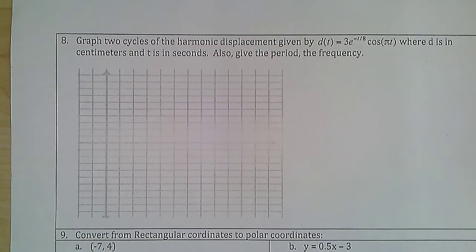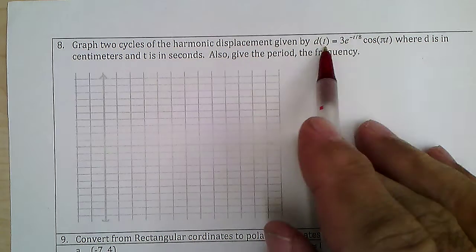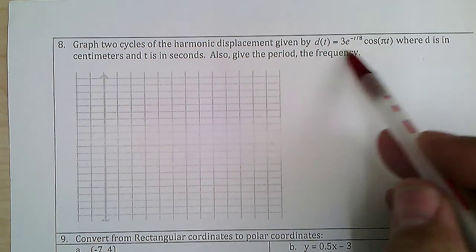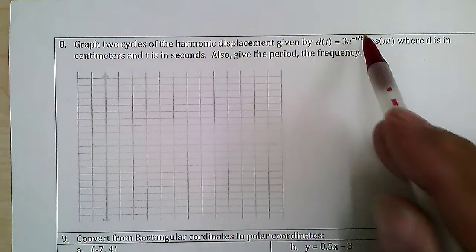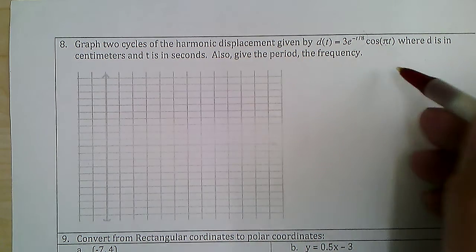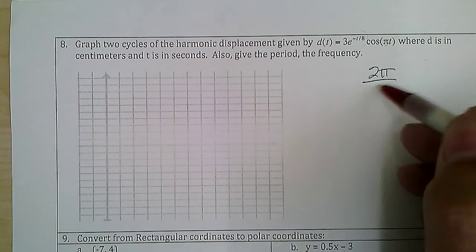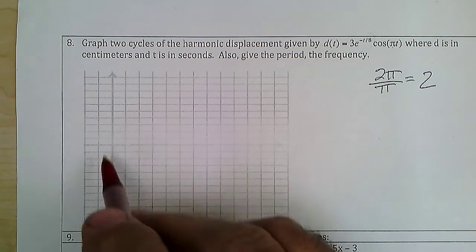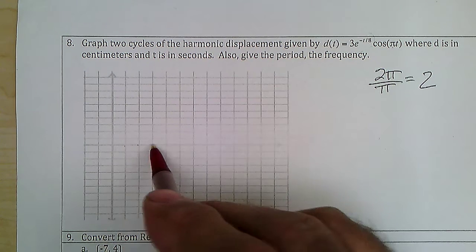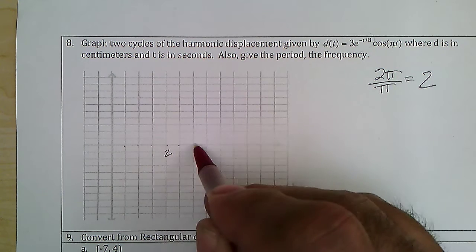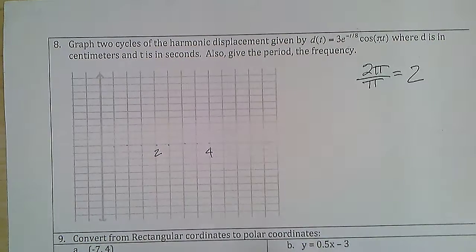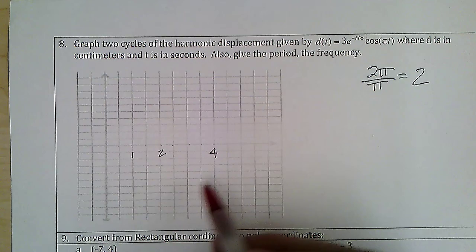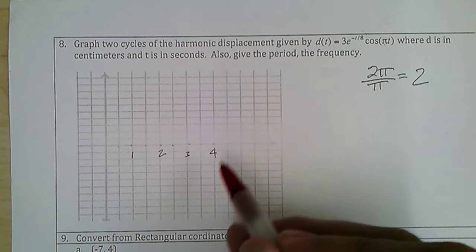Okay, so we have harmonic displacement. Let's figure out what this is going to be. This is going to be the amplitude, and as time goes by, the amplitude is going to decrease. This has a period of 2 pi divided by pi, which is 2. So I'm going to mark off 4 spaces. There's going to be 2, and then 4 more places, there's going to be 4. That would be 2 periods. So this would be 1, and this would be 3.